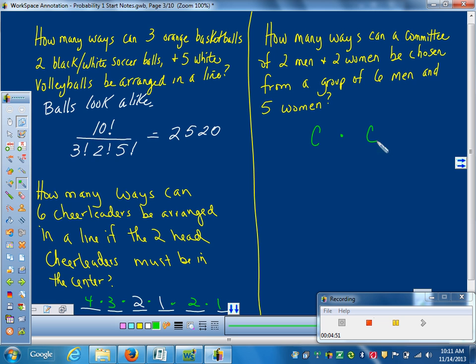Okay, so doing men first. How many men are there? 6, and you want 2 men. 5 women, and you need 2 of them. And you let it do the work. That'll be 15 times 10, that'll be 150.